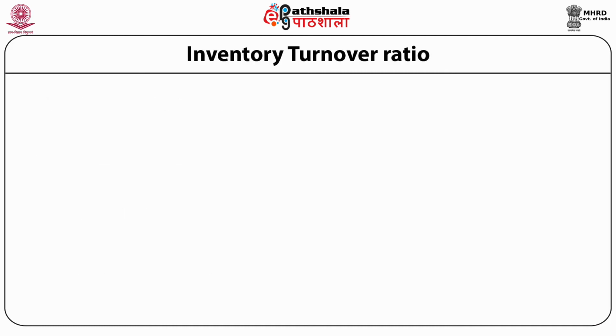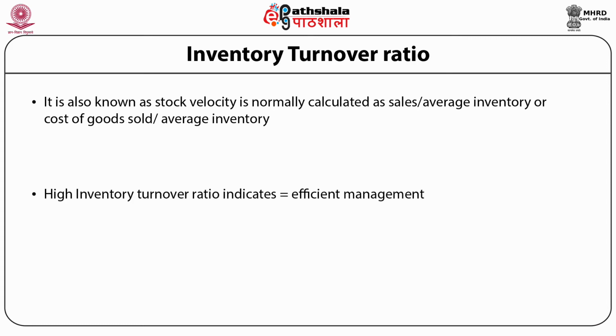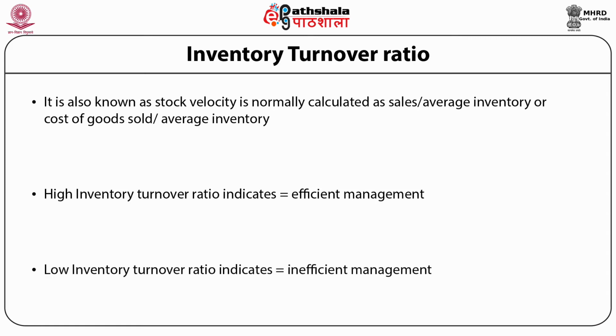Now we'll study about inventory turnover ratio. Inventory turnover ratio is also known as stock velocity ratio. It is normally calculated as sales divided by average inventory, or cost of goods sold divided by average inventory. High inventory turnover ratio indicates efficient management. Low inventory turnover ratio indicates inefficient management.